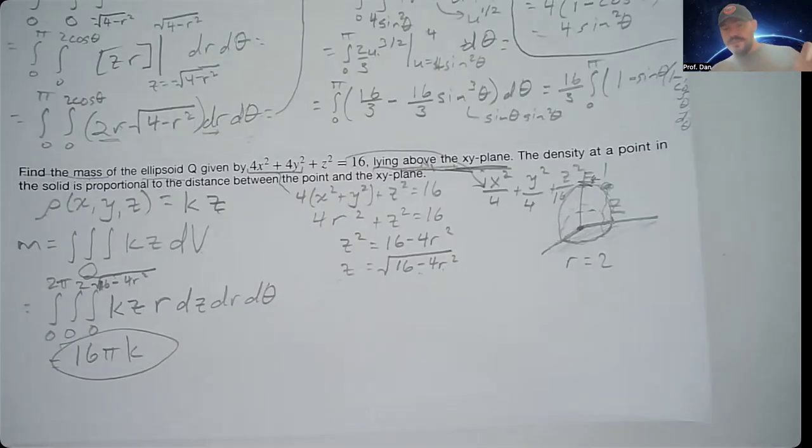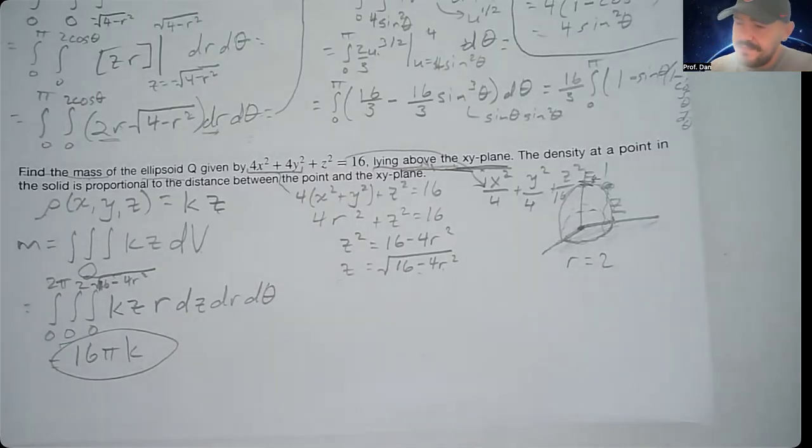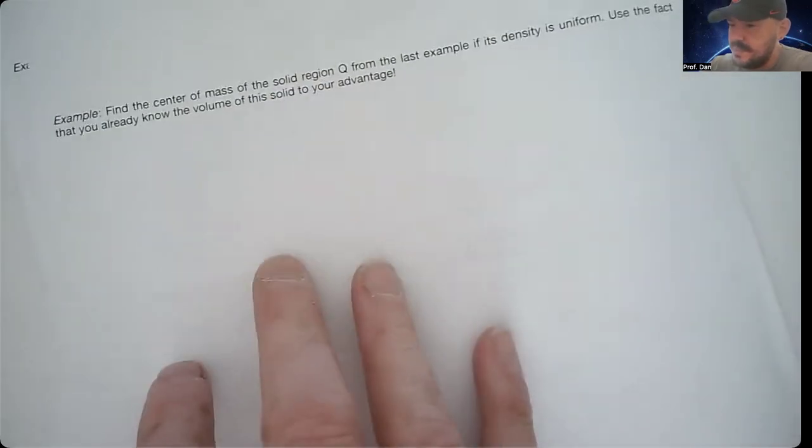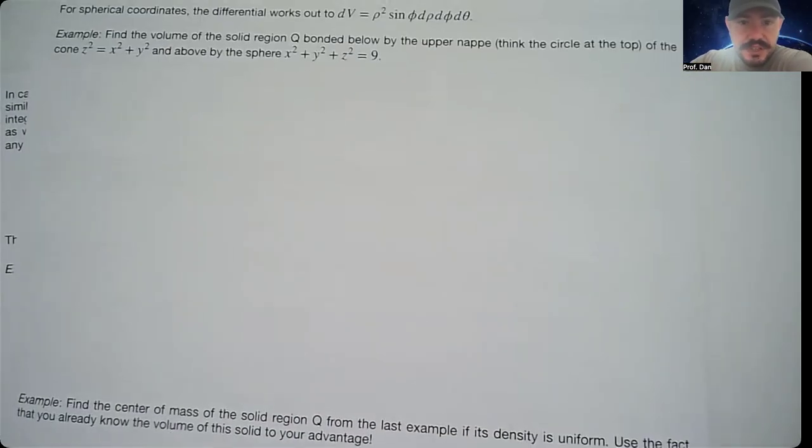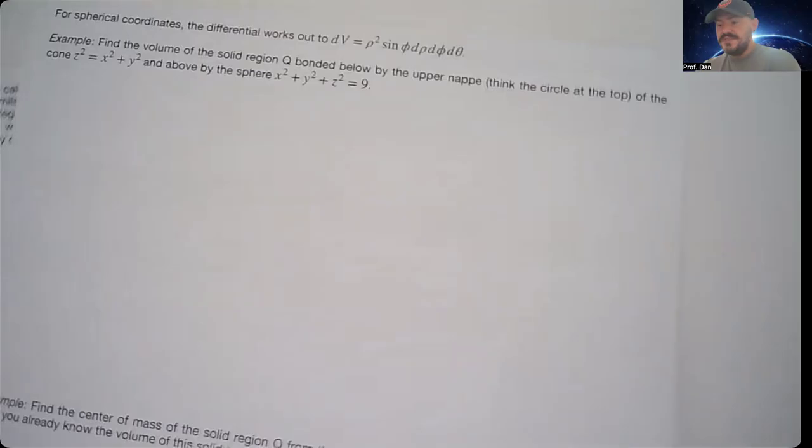Reminder, we could take this further and calculate center of mass by looking at the moments along each of the three different planes and normalizing by dividing by the mass. Right? We could also find moments of inertia by looking at the second moment, but we're not going to do that because time. So now that we've done a couple examples looking with cylindrical coordinates, let's talk about spherical.